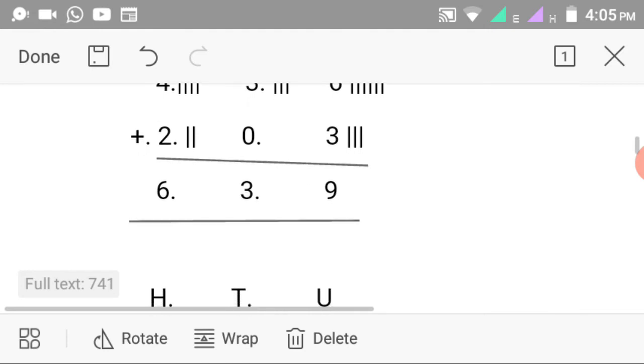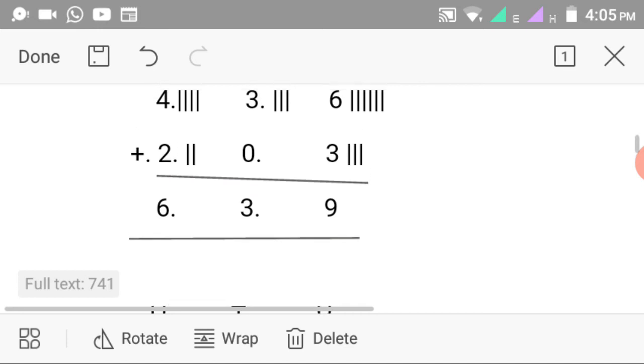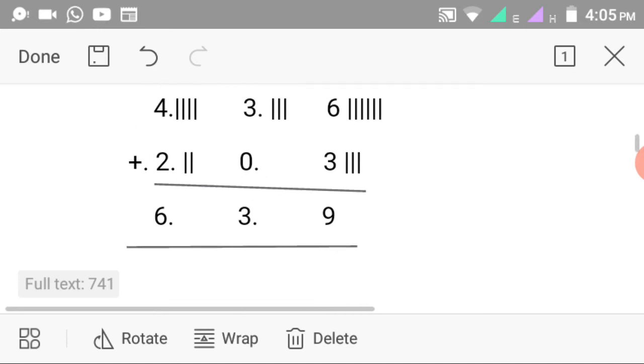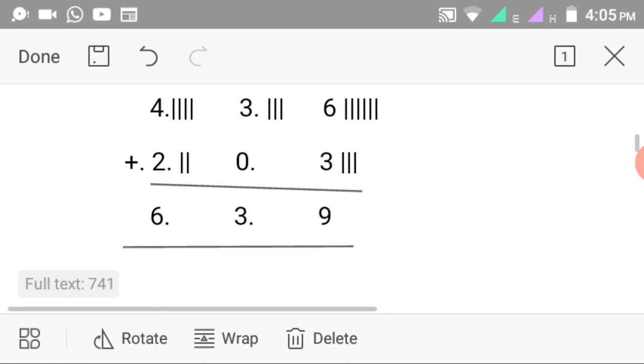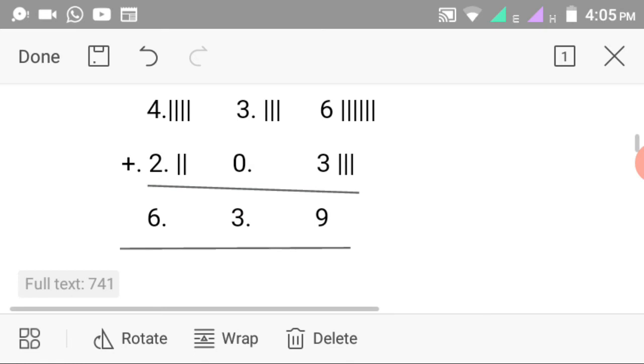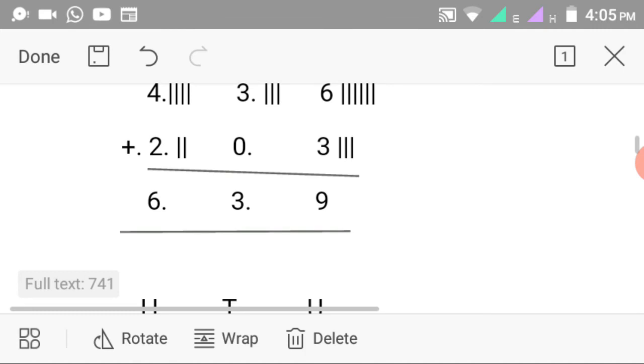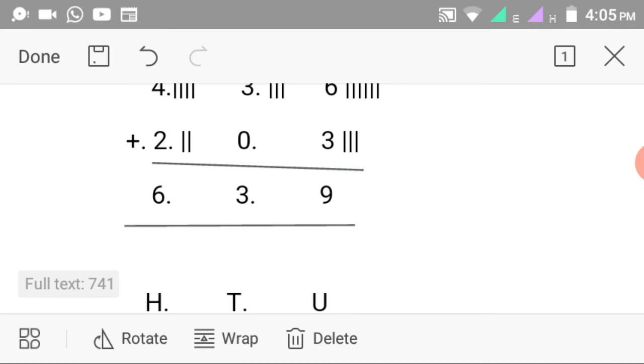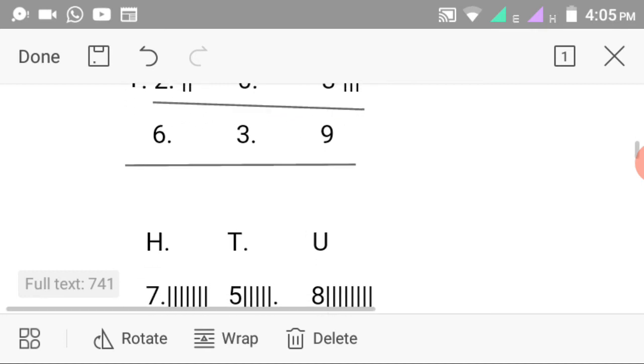And I will count my 3 below 6. 1, 2, 3. I'm now going to add them together. Let's count together. 1, 2, 3, 4, 5, 6. I'm going to add my 3 to it. 6, 7, 8, 9. My 6 units plus 3 units will give me 9. I will write down my 9.